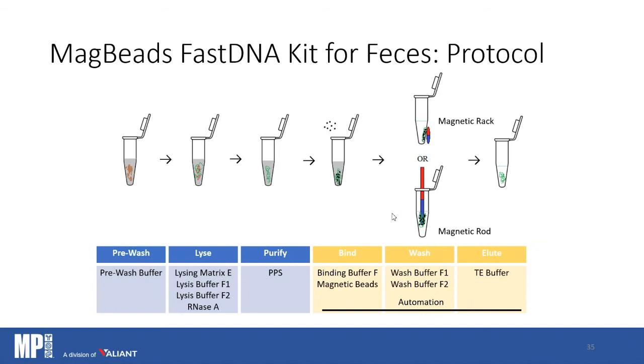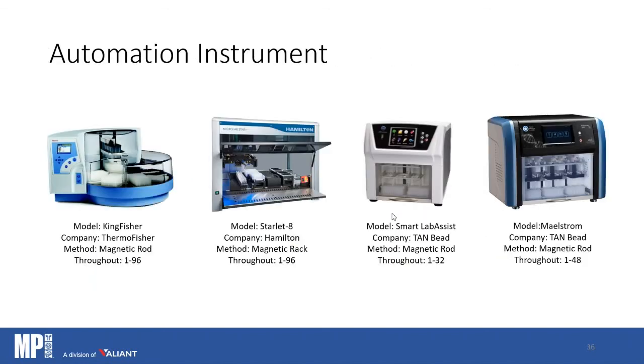For this kit, binding, washing, and elution steps can be carried out using automation. It is compatible with most of the automation instruments on the market. Some use magnetic racks, and some use magnetic rods. We just need to program the protocol from the instruction manual into the instrument, and it will carry out the binding, washing, and elution automatically, and this can greatly improve the throughput.